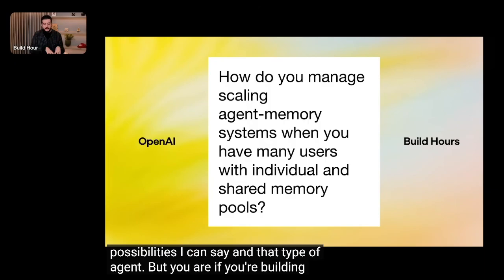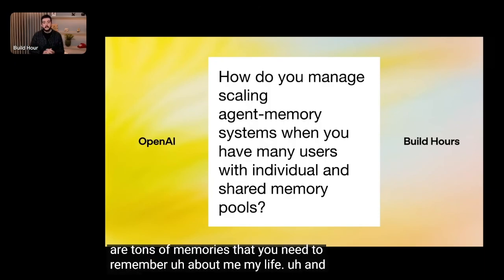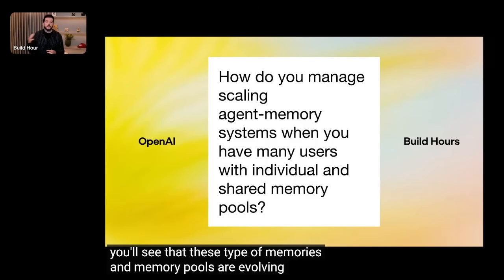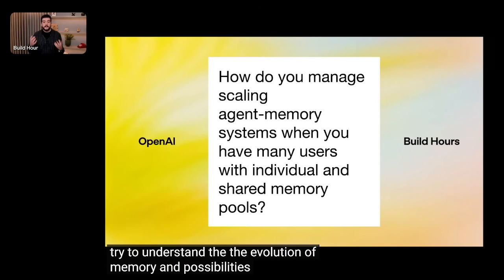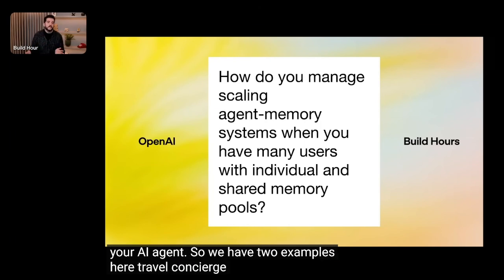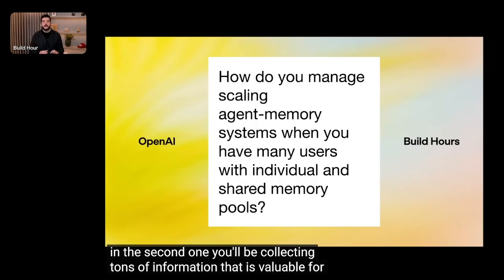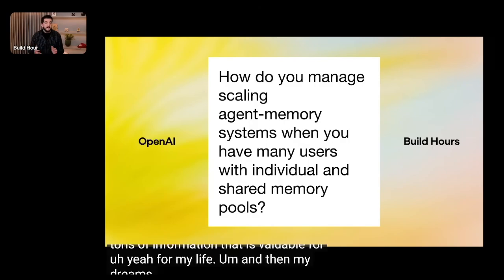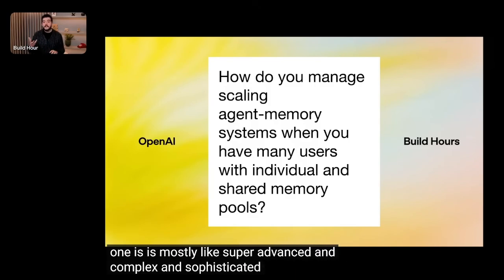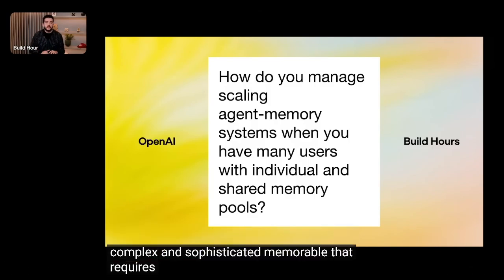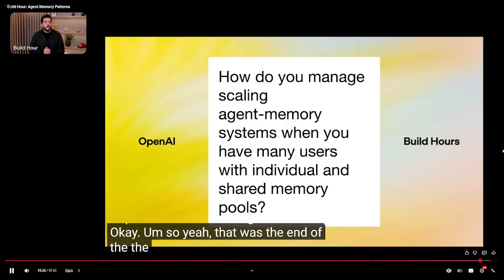But if you're building a life coach agent, there are tons of memories that you need to remember about me, my life, and you'll see that these types of memories and memory pools are evolving really fast. So the third point is to try to understand the evolution of memory and possibilities of memory in your AI agent. We have two examples here, travel concierge memories and life coach memories. As you see in the second one, you'll be collecting tons of information that is valuable for my life, my dreams, my goals, what I was thinking a month ago or a year ago. So the second one is a super advanced, complex, sophisticated memory pool that requires lots of scaling for sure. Okay, so that was the end of the QA session, probably.